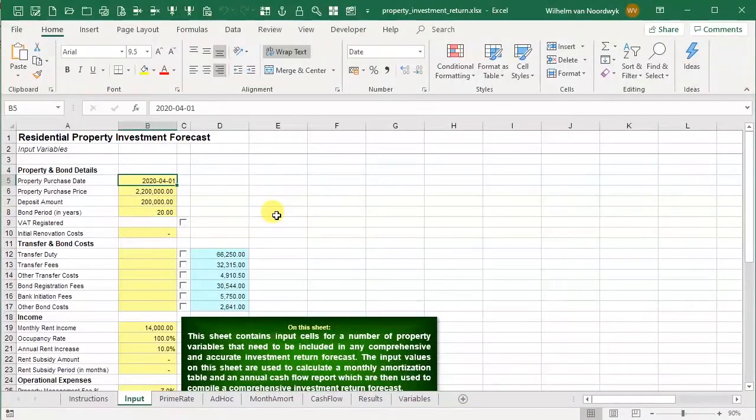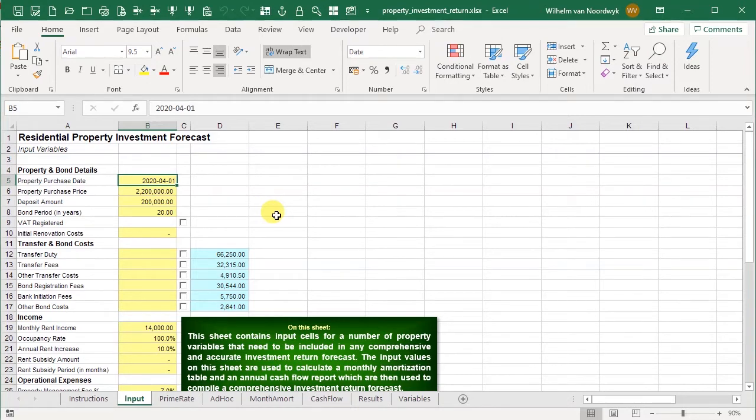So on the input sheet, there's a number of input values that you need to specify. The first is the property purchase date and property purchase price. You also need to specify the deposit amount and the bond period. If the entity is VAT registered, you can click that checkbox, and if there's any initial renovation costs, you can enter that value there.